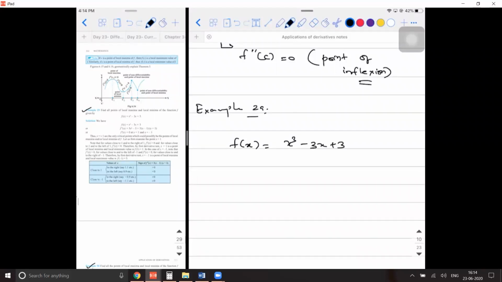Correct? So what is f dash of x? What is the first step? I told you to differentiate. So 3x square minus 3. If I equate f dash of x to 0, I get x square minus 1 is equal to 0. Then what are the points? I get x is equal to minus 1 or plus 1.